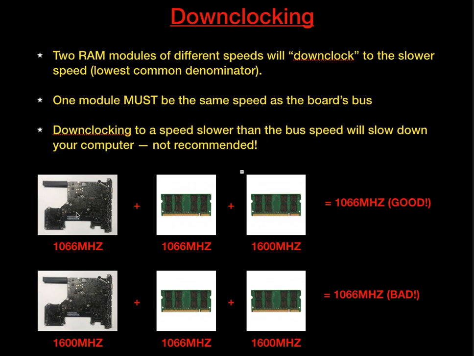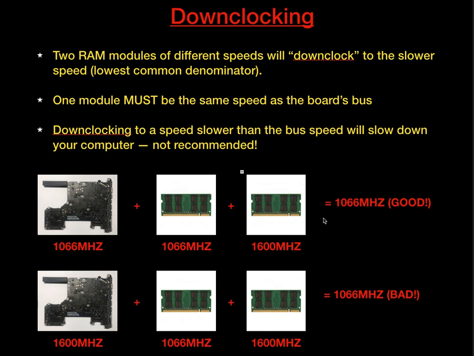So in my examples here, here's a good example, a positive way to go. Let's say your board is 1066 megahertz. So you put in a 1066 megahertz module, which is good because it's the same speed as the board, and then you put in a 1600 megahertz module, a faster module.